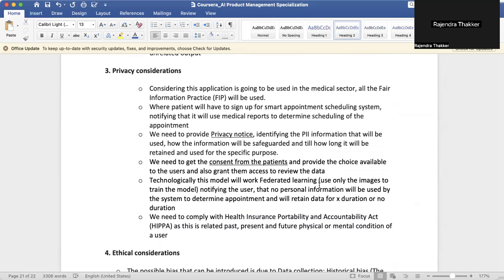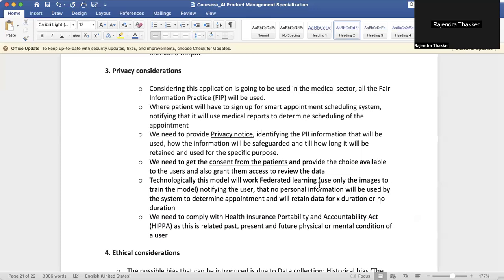Here are some of the privacy considerations. Considering this application is going to be used in the medical sector, all fair information practices, FIP, will be used, where a patient will have to sign up for the smart appointment scheduling system, notifying that it will use the medical reports to determine appointments. We need to provide a privacy notice identifying the PI information that will be used, the medical reports or X-rays over here, how this information will be safeguarded, how long it will be retained, and that it is used for a specific purpose.